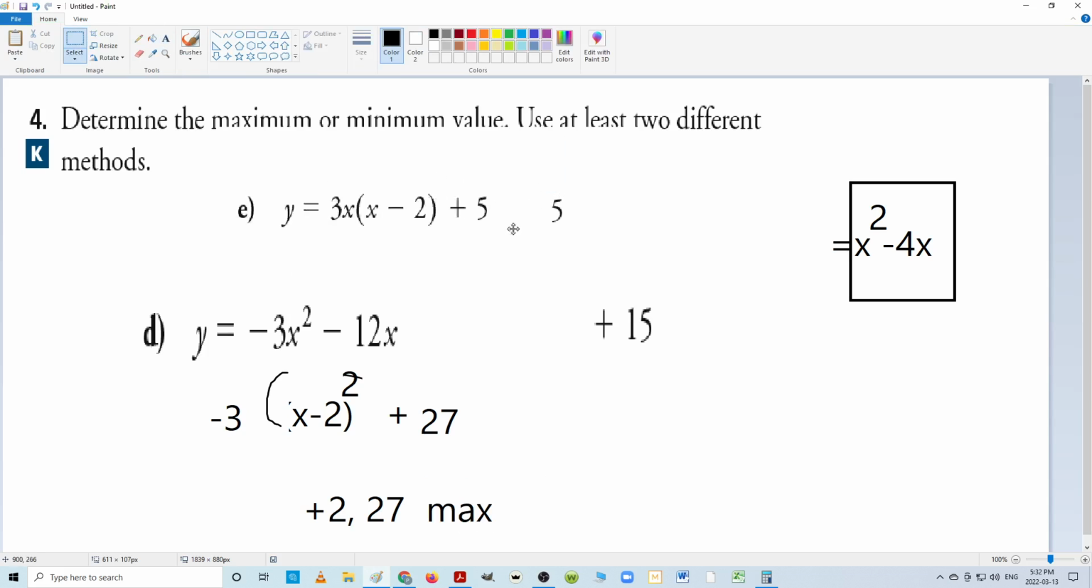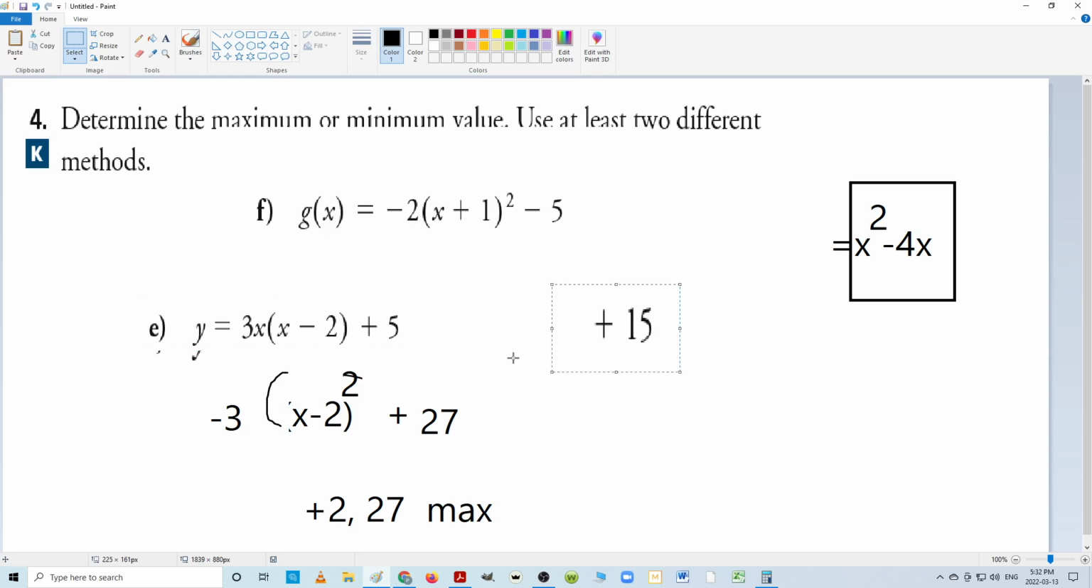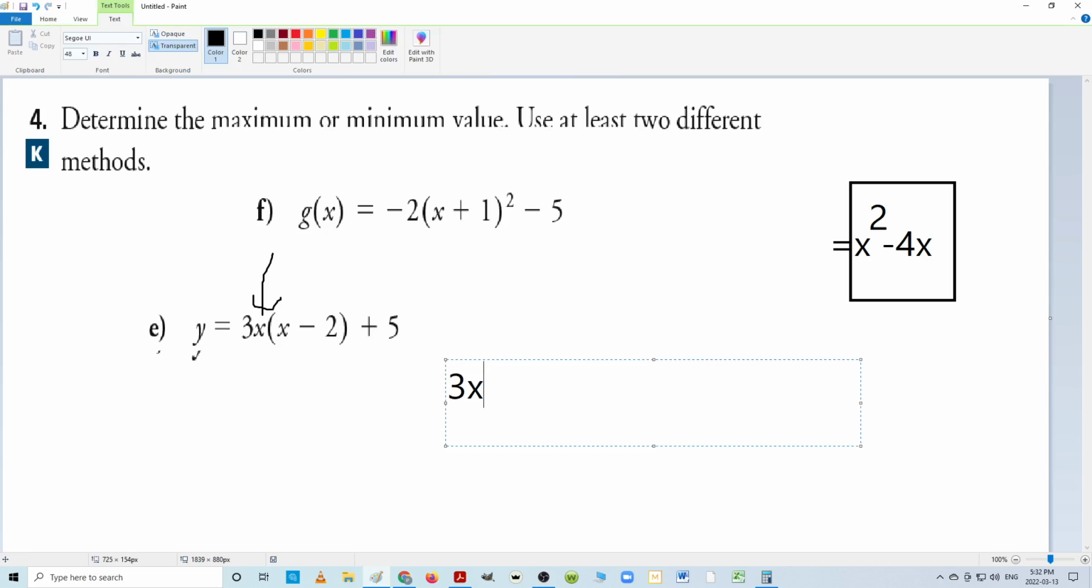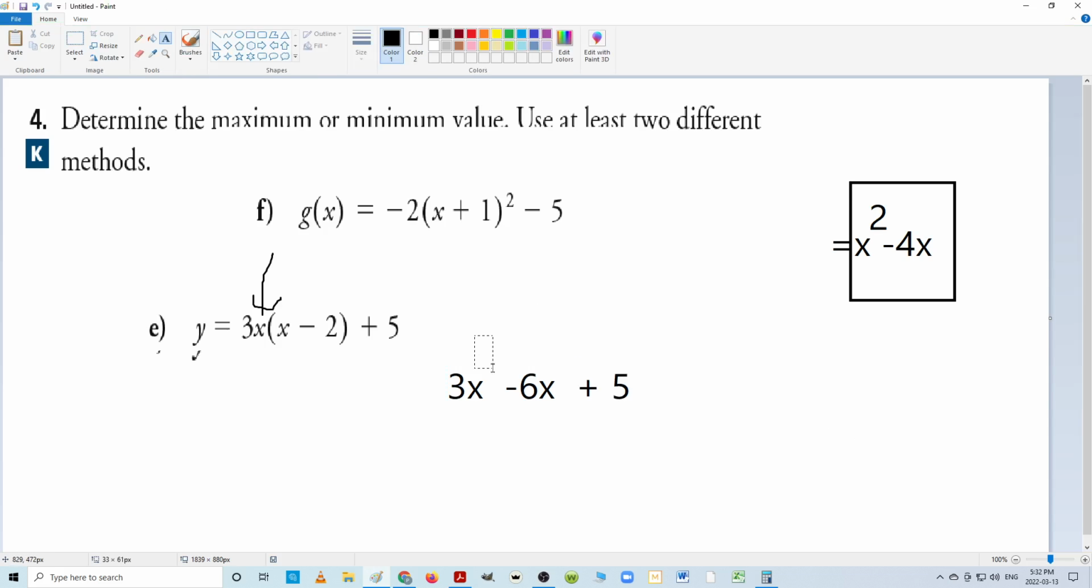This one already has the vertex. No, it doesn't. It's being tricky. They tried to sneak it in, but I can see an X there. So this is gobbledygook. It's not standard, it's not factored, it's not anything. So you have to expand it to even get anywhere. You get 3x squared minus 6x plus 5, like that.